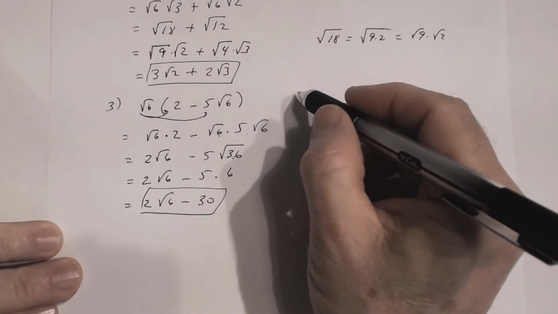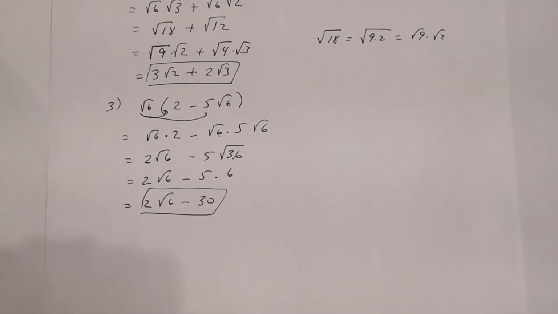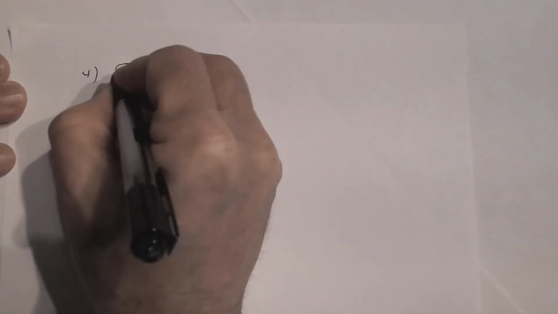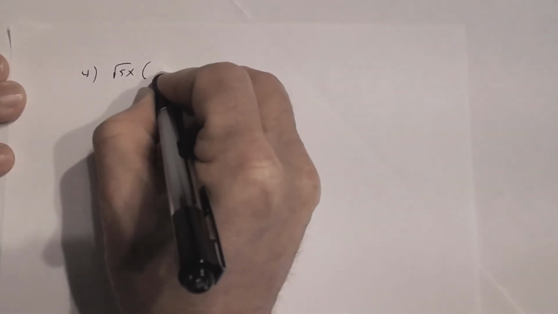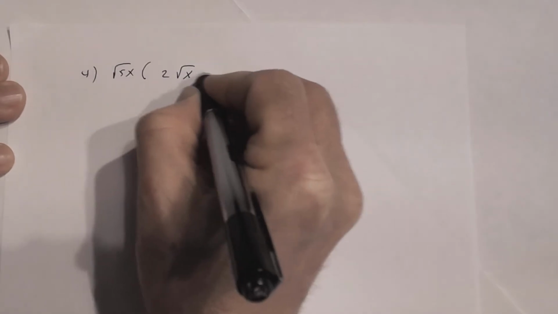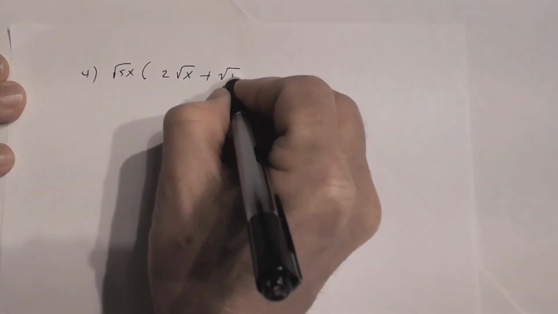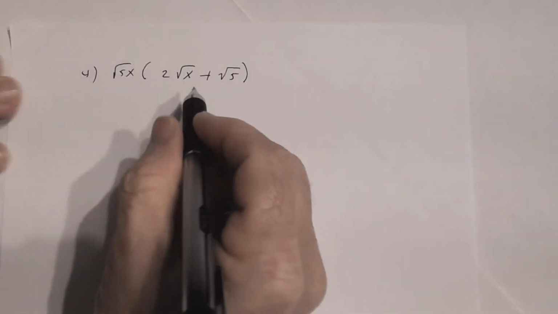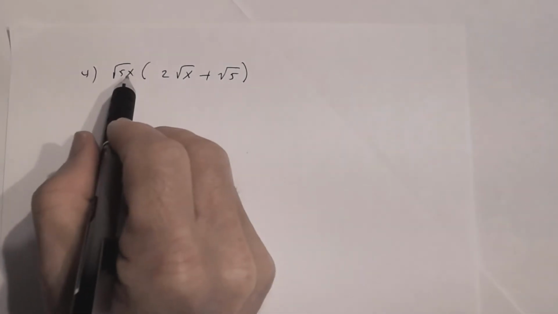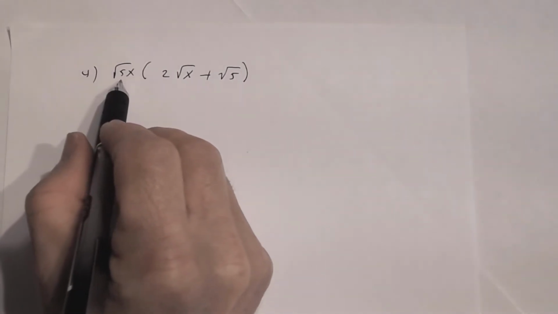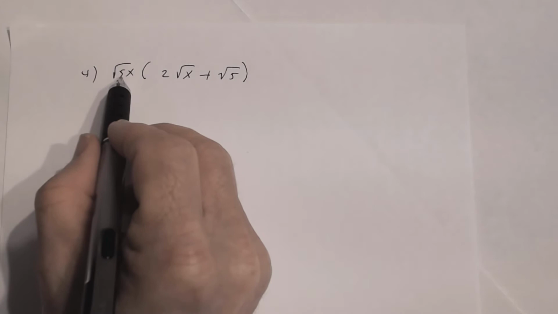Let's do number 4. All right. Number 4. Let's suppose we had this for number 4. All right, number 4, we have this, the square root of 5x times 2 square root of x plus the square root of 5. Okay? All right, so I want to multiply these radicals, in which case they're square roots.